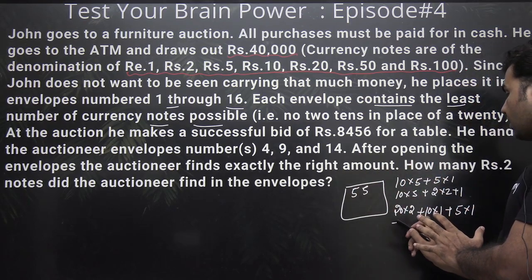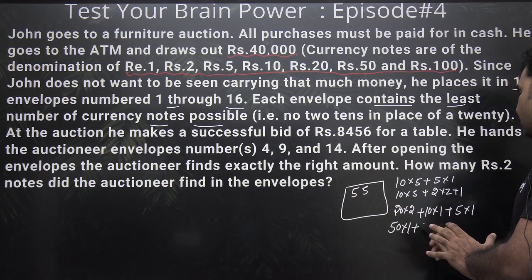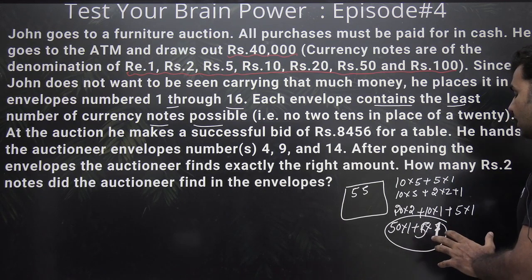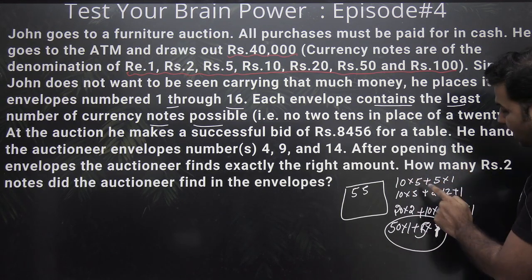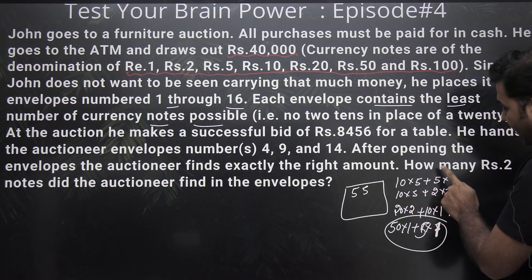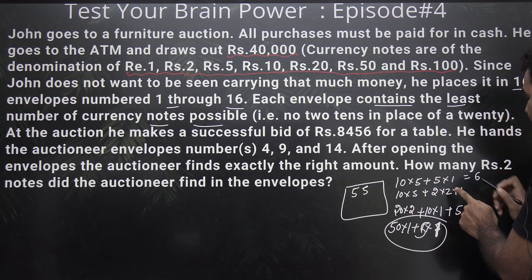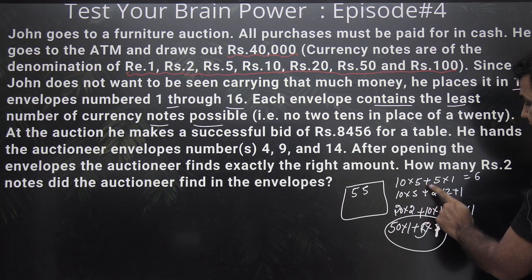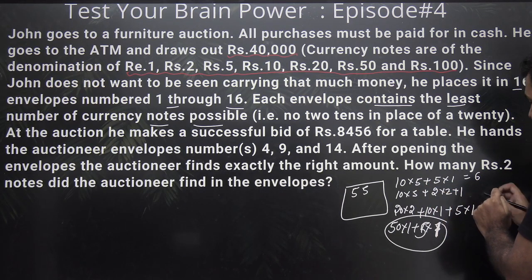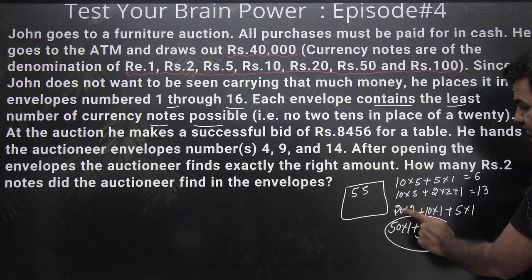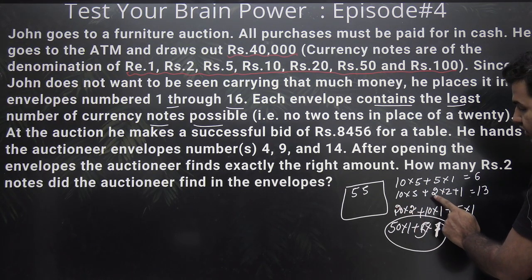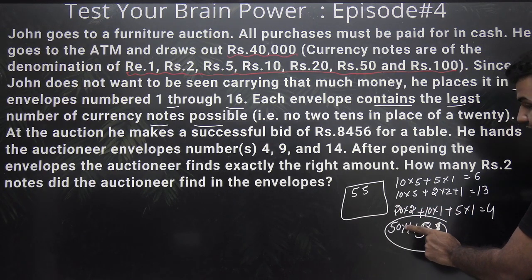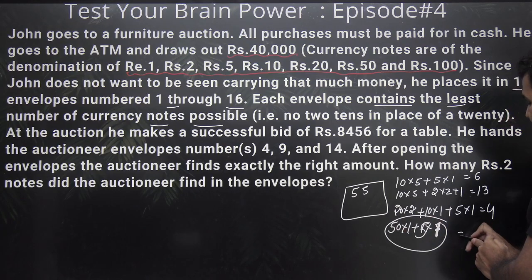I can also go for 1 note of 50 plus 1 note of 5 rupees. This is also possible, right? 1 note of 50 and 1 note of 5. Now you see that if I'm using the first option, 5 notes of 10 and 1 note of 5, I'm using 6 notes. In the second, 10 notes of 5, 10, plus 2 notes of 2, 12, plus 1 note of 1, I'm using 13 notes. In the third, 2 notes of 20, 1 note of 10 and 1 note of 5, 2 plus 1 plus 1, that is 4 notes. But in this case, I'm using 1 note of 50 and 1 note of 5, that means only 2 notes.